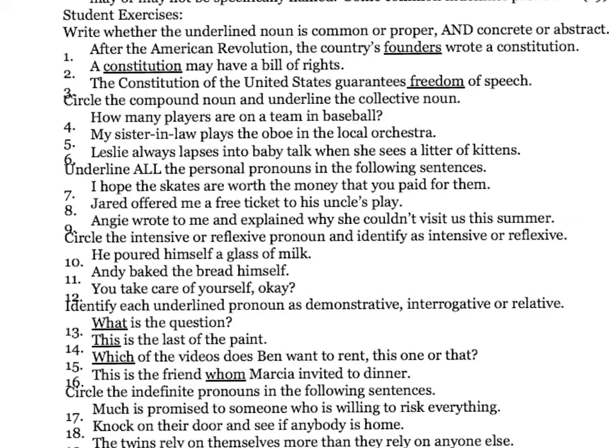So, number one, for founders, they are people, and they were tangible. I could touch them, so that is a common concrete noun. Constitution, also common and concrete. It's under glass in Washington, so you could eventually touch it. You might get arrested though, because I think it's deteriorating pretty quick. And then number three is also common. Freedom is a common noun. It doesn't name a specific, but it is abstract because it is not tangible.